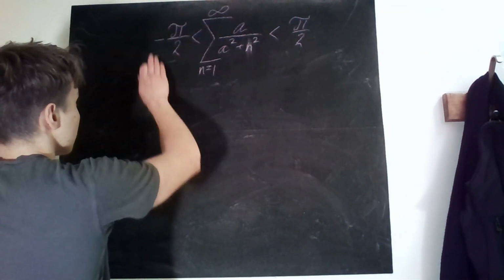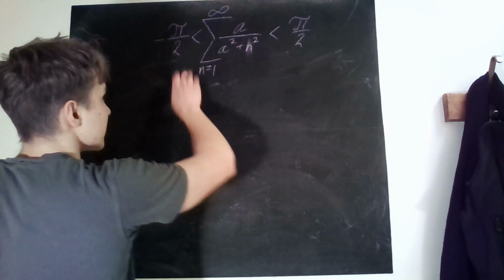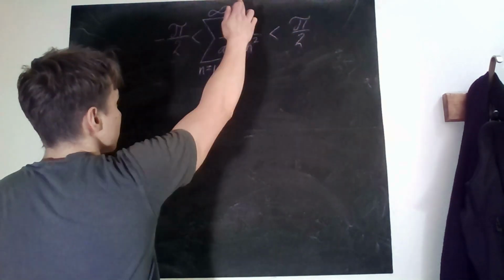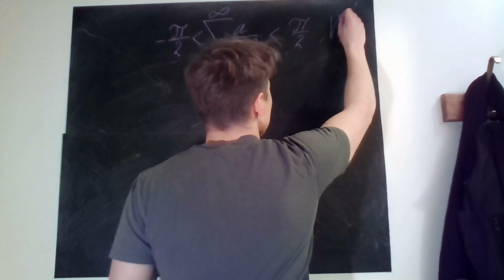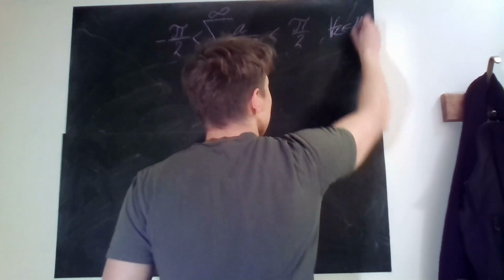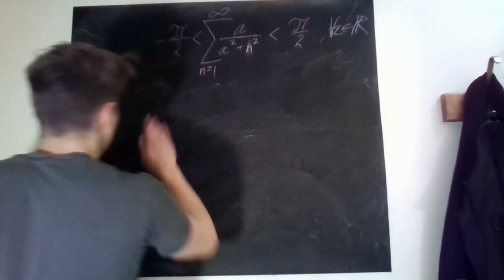We are supposed to show that minus pi over 2 is less than the sum where n goes from 1 to infinity of a over a squared plus n squared, which is less than pi over 2. And this is supposed to be true for all real a's. So how do we do this?